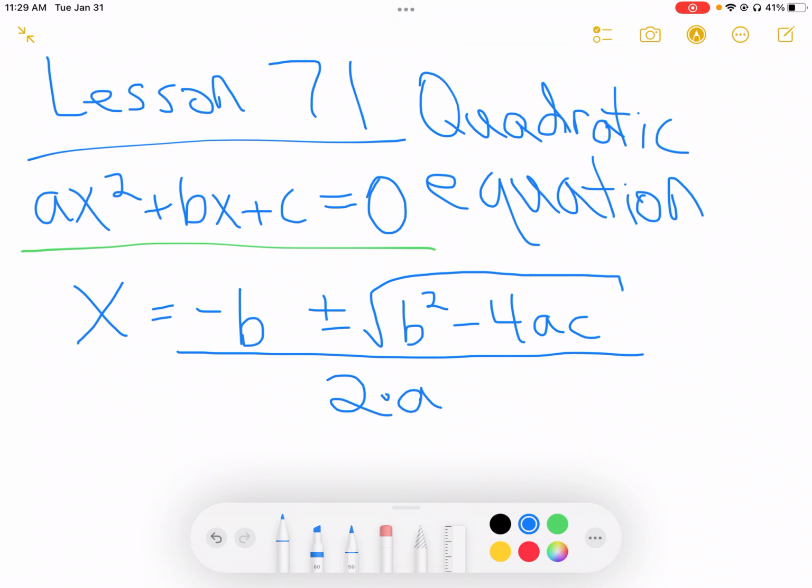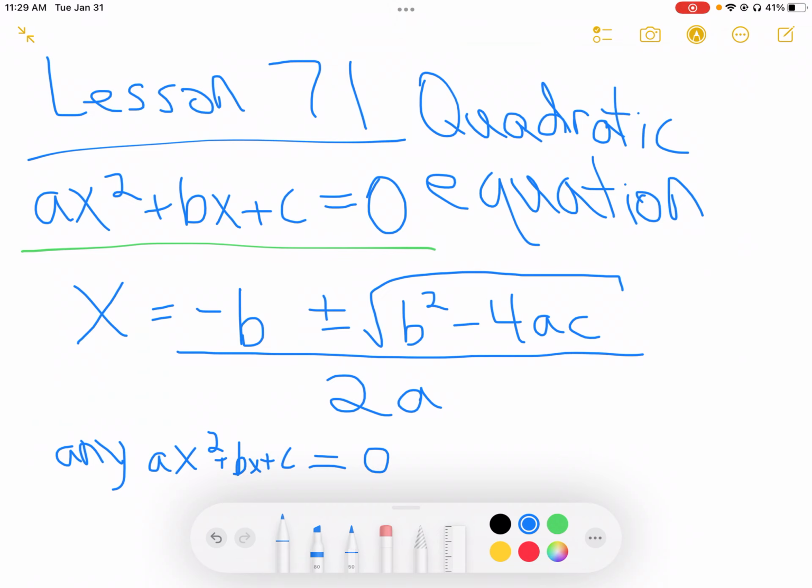Okay, so that's times, I don't know what the times there, right? You guys know that by now. 2 times a. Okay, we can solve any x squared equation that's equal to 0. So any x squared equation equal to 0. Okay, so like the other form above there, right? So any ax squared plus bx plus c.